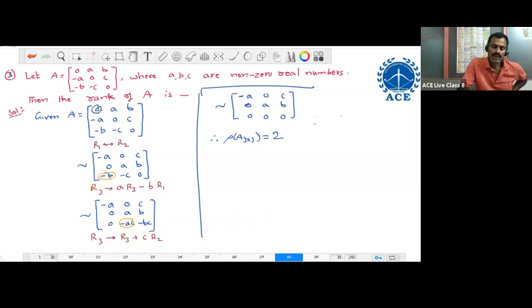If you want to reduce the matrix into echelon form, we start with the first column. Along the first column, the first element should be a non-zero number. Then only we can make all the other elements below it zeros. Otherwise, we cannot make the elements below it zeros.